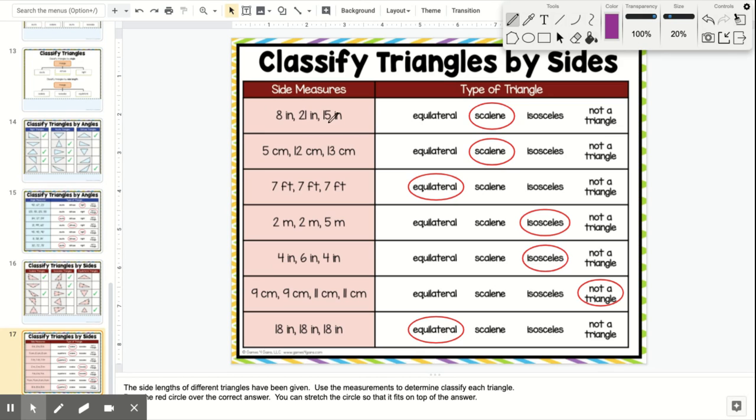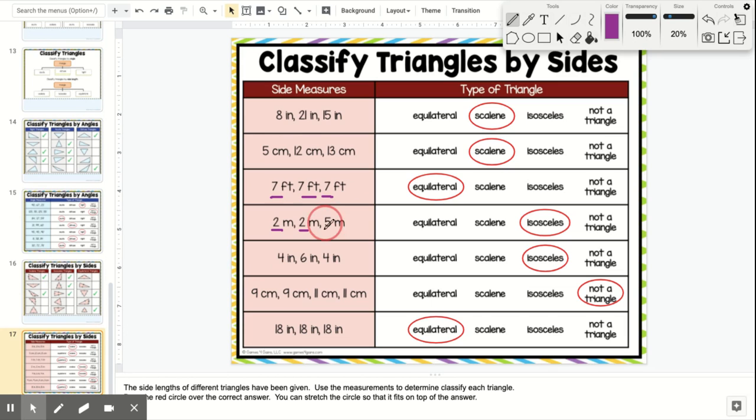8, 21, 15. Well, those are all different. So that's a scalene. The next one, also a scalene because all 3 numbers are different. 5, 12, 13 centimeters. The third one, 7, 7, 7. They are all equal, which makes it an equilateral triangle.